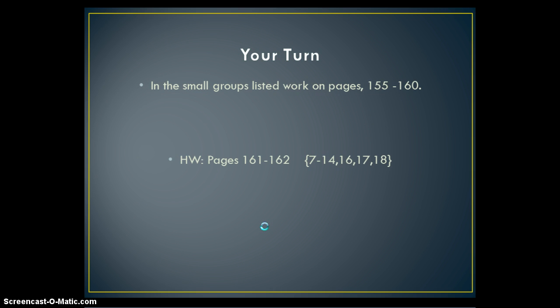So now it's your turn. Please get into your groups, work on pages 155 to 160, and your homework will be 161 to 162. I only want you to do questions 7 through 14, 16, 17, and 18. I will be in class tomorrow, and we will work more on this.